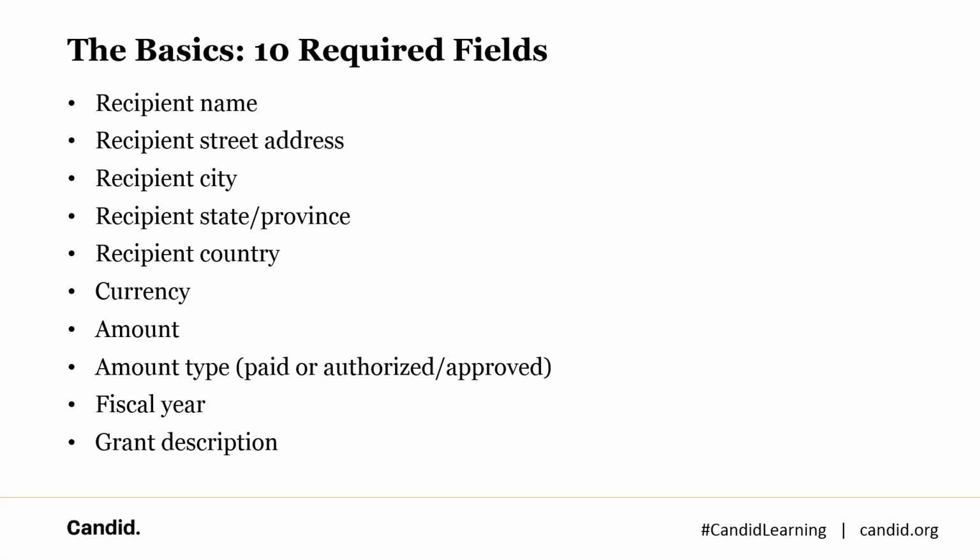So I'll start with our 10 required fields, which is what we consider the basic, since most of these are fields you'd include in your 990s grants list anyway. As you can see here, about half of these fields are about the recipient of your funding and their location. Then you have a few fields related to the amount of funding provided, and we include currency because, as you saw at the beginning of this presentation, we do have funders from outside the United States who contribute their grants data.